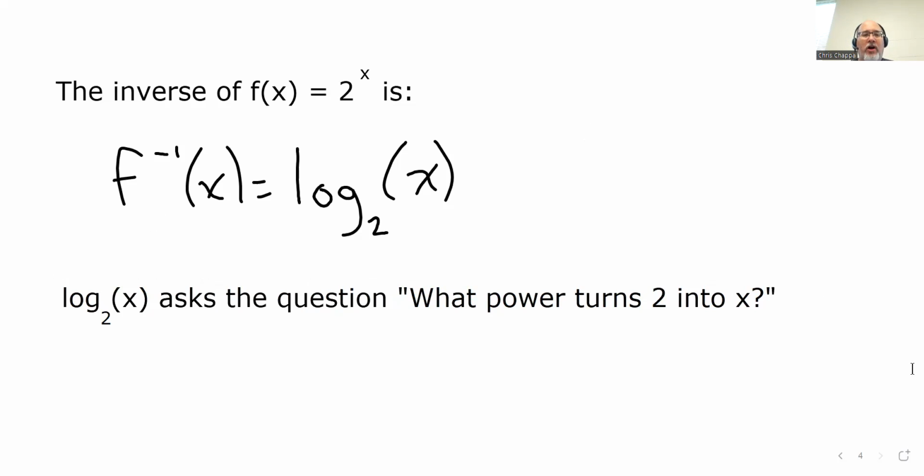Okay, so log base 2 asks the question, what power turns 2 into x? And it is important to point out that that's how you read this. You read this expression as log base 2 of x. There has to be a base involved because you're undoing an exponential function like 2 to the x, and every exponential function is defined by its base. So there has to be some base mentioned when you're doing what's basically called a logarithm.